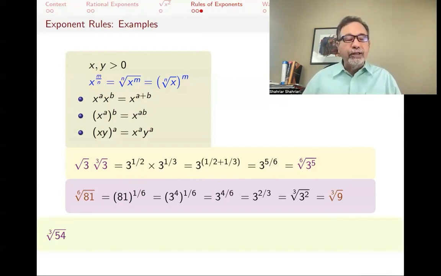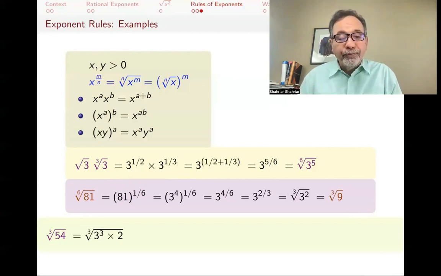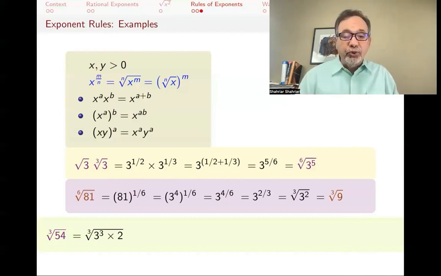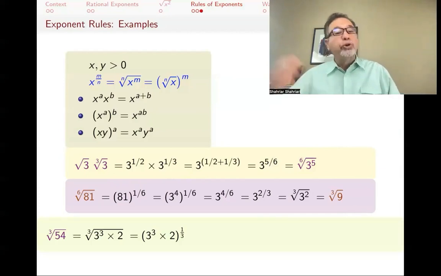Cube root of 54, what is that? Well, 54 is 27 times 2. And 27 is 3 cubed. So 54 is 3 cubed times 2. So I'm really asking you what's cube root of 3 cubed times 2. And so that's 3 cubed times 2 to the 1/3.